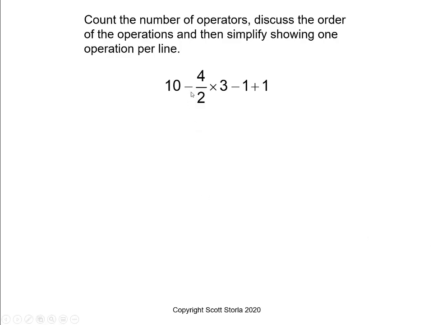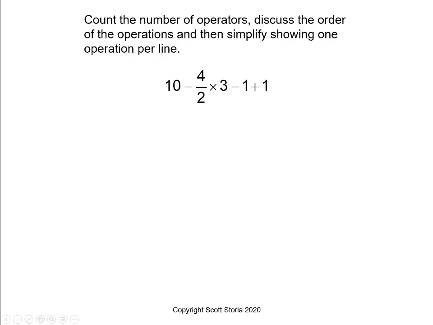This time we have 1, 2, 3, 4, 5 operators. Sometimes people aren't sure if this division's an operator, but it is. I have division and multiplication. They need to be done left to right, so I'm going to divide first and multiply second. That'll leave me with additions and subtractions, and so I'll do them left to right. I'll subtract and then add.